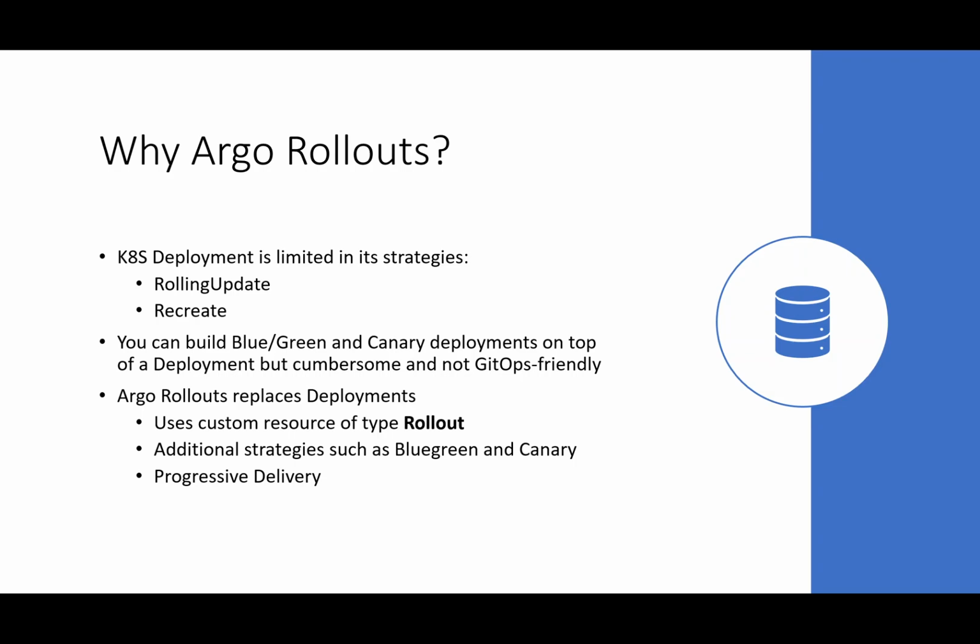Well, normally you do deployments in Kubernetes with a deployment manifest, or you use the kind deployment. And that deployment has a couple of update strategies, but they're quite limited. You can do a rolling update and you can do a recreate, where rolling update is most often used because rolling update doesn't give you any downtime, but it has a couple of things you need to think about.